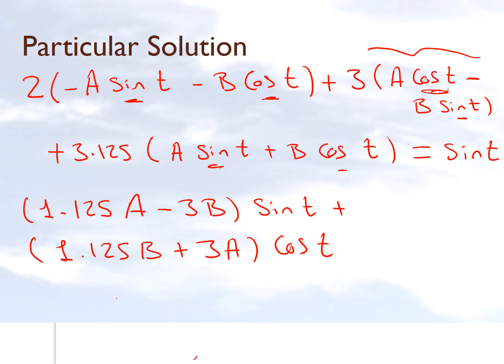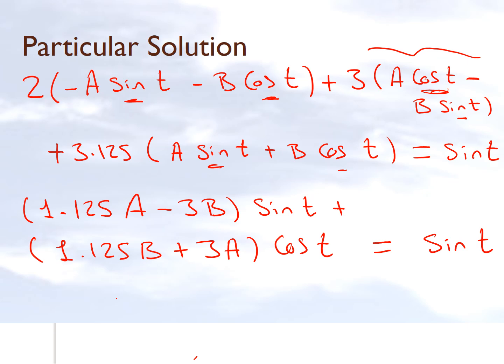So this is how I combine the left hand side of that equation. The sine component has a cosine component. Then the right hand side is equal to sine t. Now for the equality to hold, I have to choose the value of a and b to satisfy that equation.